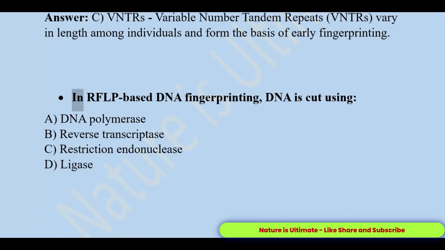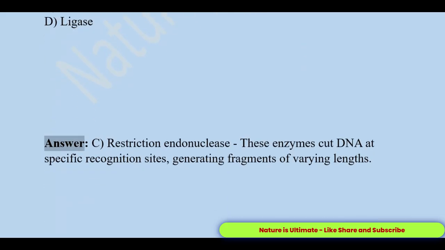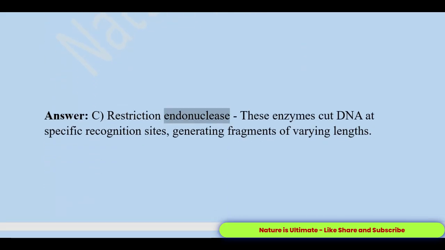In RFLP-based DNA fingerprinting, DNA is cut using A. DNA polymerase, B. Reverse transcriptase, C. Restriction endonuclease, D. Ligase. Answer: C. Restriction endonuclease. These enzymes cut DNA at specific recognition sites, generating fragments of varying lengths.